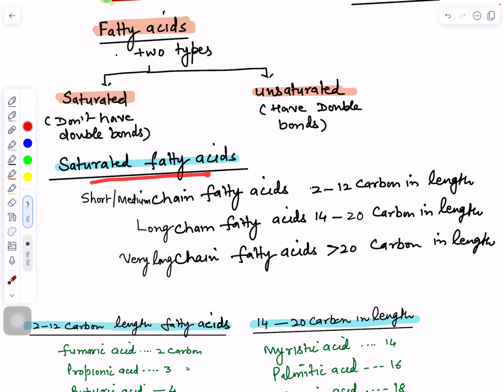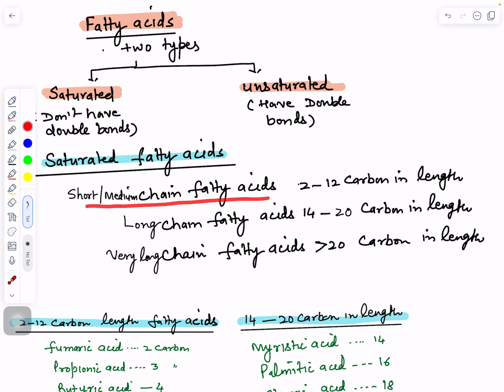Saturated fatty acids, which do not have any double bond, depending upon their carbon length, are categorized into 3 categories. Short and medium chain fatty acids, whose length varies from 2 to 12 carbons. Long chain fatty acids, whose number varies from 14 carbons to 20 carbons. And very long chain fatty acids, which have more than 20 carbons in length. Now we'll discuss certain examples of fatty acids varying from 2 to 12 carbon length.